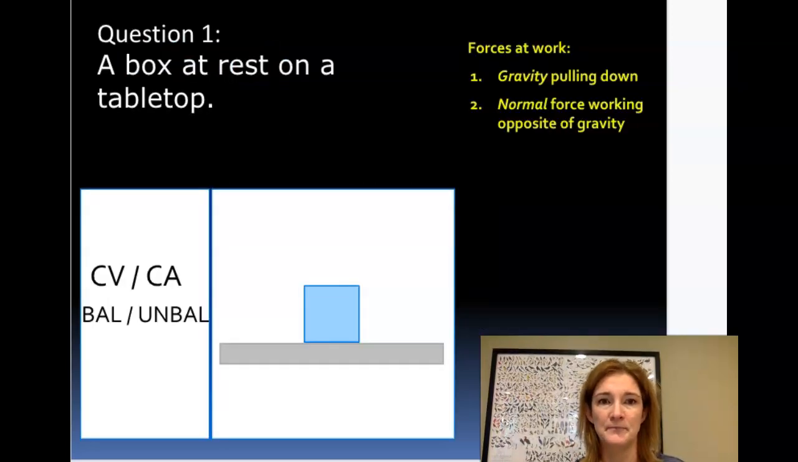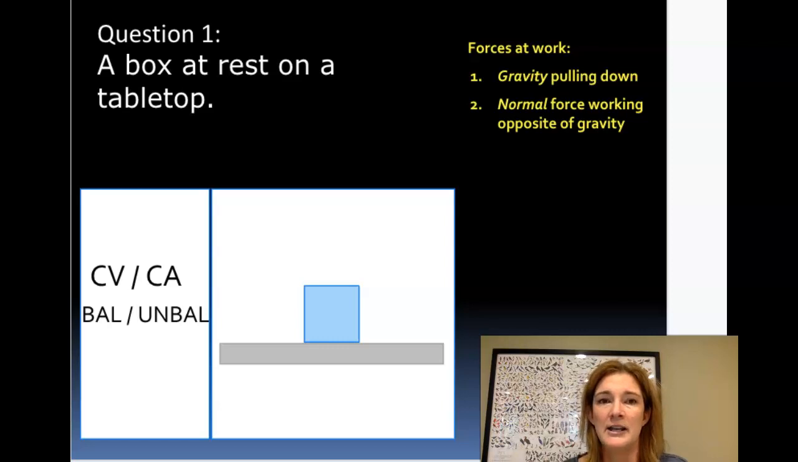On your packet, question 1 has a box at rest on a tabletop. You can see this very simple diagram of a tabletop and a box. Let's start by drawing the arrows, and then we'll figure out how to deal with the symbols on the left here. On some of these slides, I've added hints to help get you going. As you're going through your packet, if you are struggling a little bit, come back to these slides that are linked on the instruction document to get a little bit of a hint.